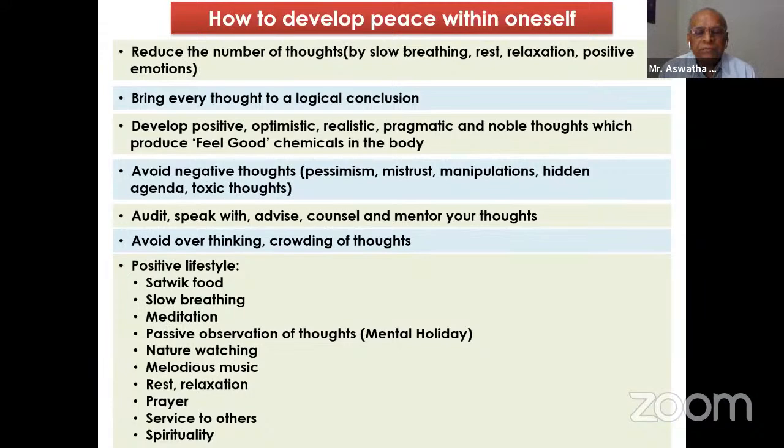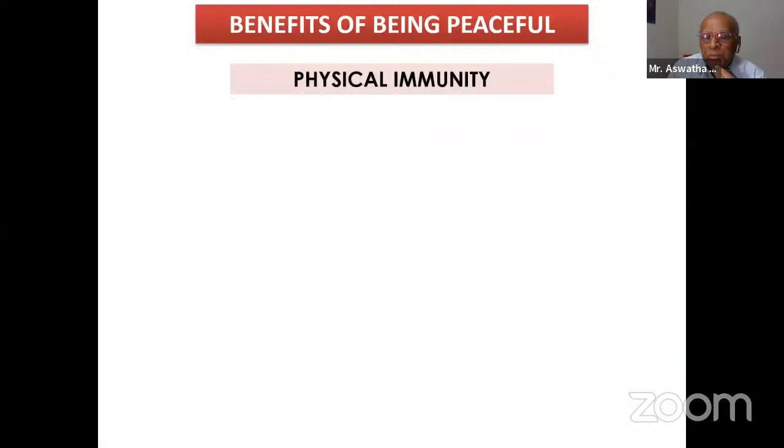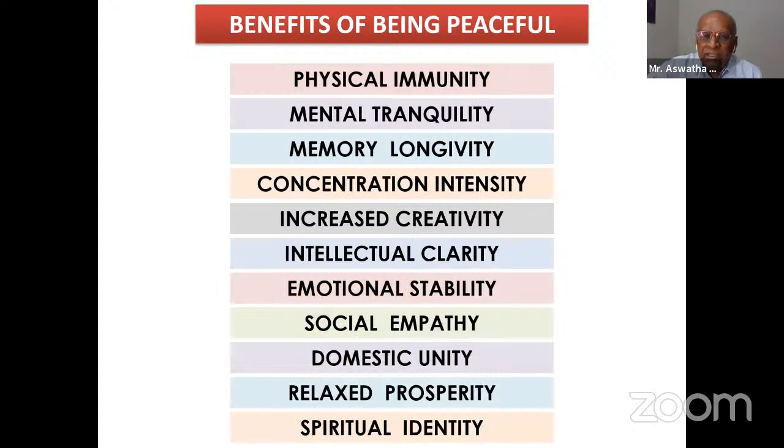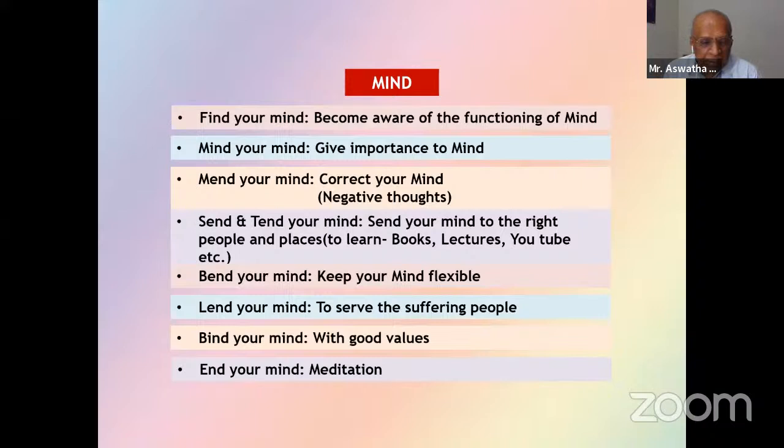Now coming to the point which I told you, what is a holistic life in which peace is one of the aspects. Physical immunity, mental tranquility, memory longevity, concentration intensity, increased creativity, intellectual clarity, emotional stability, social empathy, domestic unity, relaxed prosperity, and finally spiritual identity. That is the formula for leading a very holistic type of life in which peace becomes a foregone conclusion. Next.